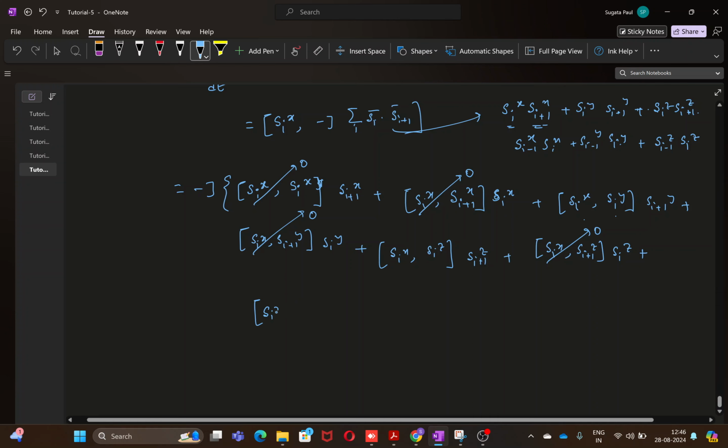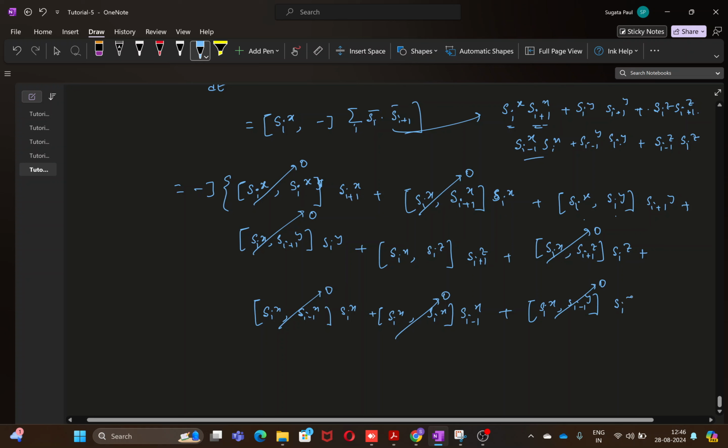So it is giving us SIX, then SI minus 1x, SIX. This will be 0 because I and I minus 1 are separate spins. Then SIX, SIX, SI minus 1x. Both are I, but both are from the x component, so it will again be 0. Plus then take the y term, SIX, SI minus 1y. Both are I and I minus 1, so 0.